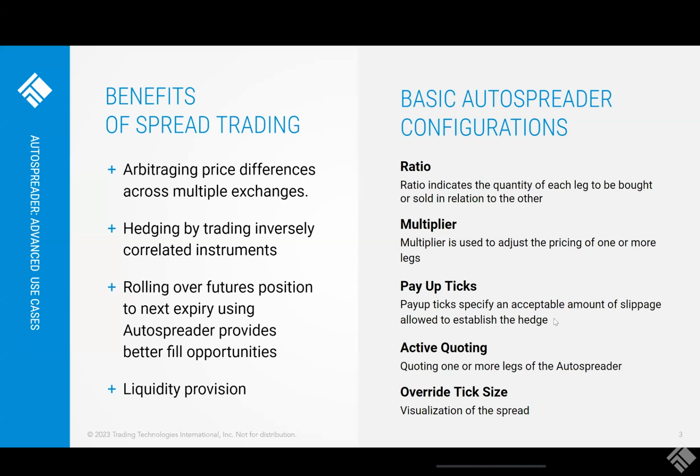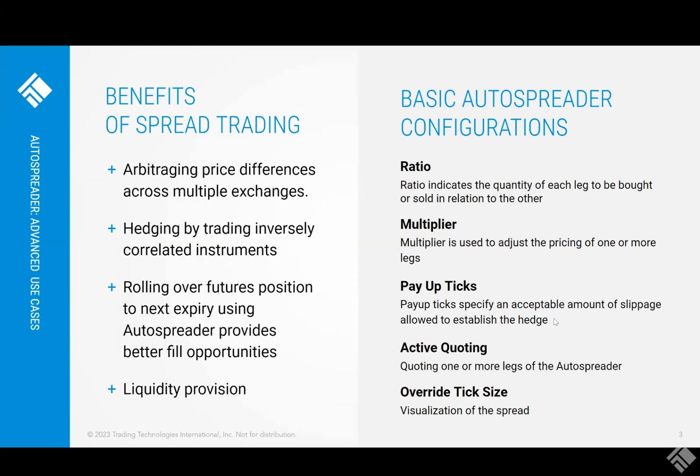Like I said, in the first two, the first one was the basics of Autospreader. It was called Fundamentals of Autospreader from a few weeks back. Here, we talked about the benefits of spread trading using Autospreader. We had arbitrage, hedging, correlation trades, rolling futures position instead of using a calendar spread, using the outrights for better liquidity, market making, liquidity provision. We touched on how to configure an Autospreader as well.